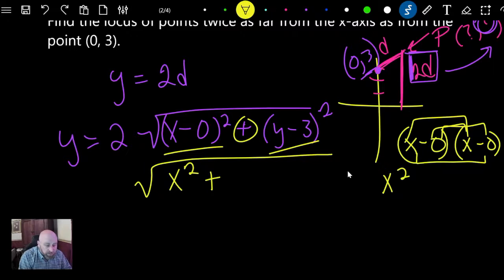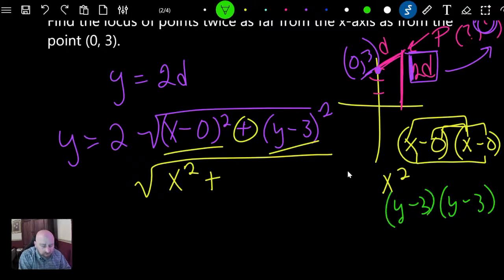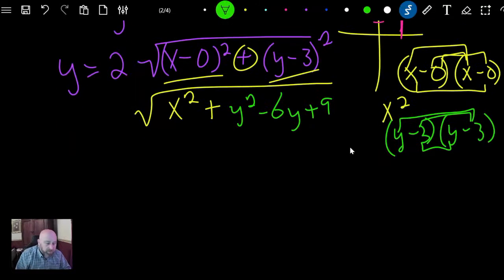So let's go ahead and solve this out. Change the color over here. We're going to go y minus 3, y minus 3. We're going to square that. It's going to give you y squared. And then when we do our outers, we're going to get negative 3 and negative 3, so we're going to get negative 6y in the middle. And then when we square these, we're going to get plus 9 right there. So don't forget that that's still y equals 2 times all of this.